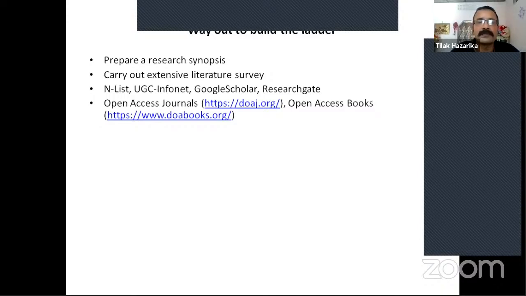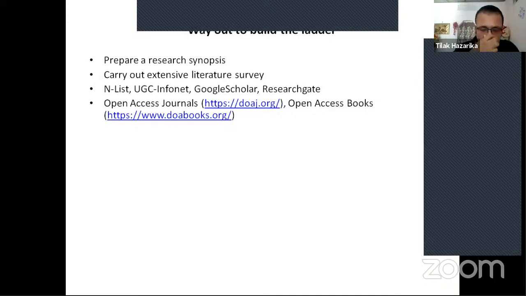Open access books are also there, and there are some Gutenberg projects, and so on and so forth. Different open access platforms are there through which you may carry out your research work. But I must say that apart from Web of Science and Google Scholar, you should have a habit of visiting open access journals. Why am I saying this?